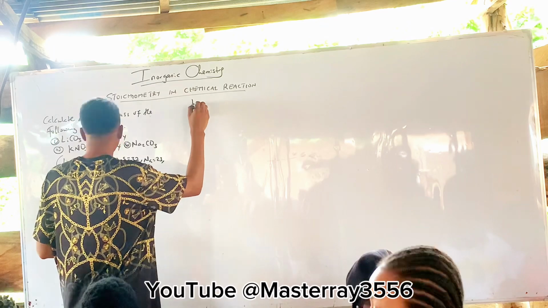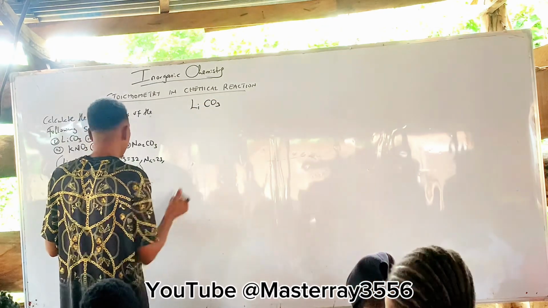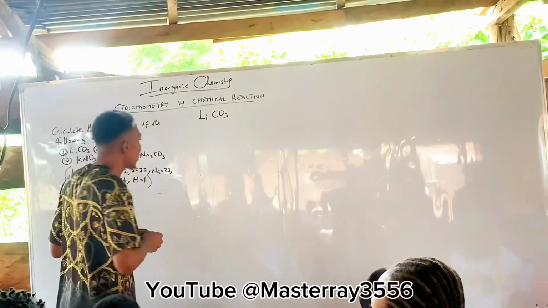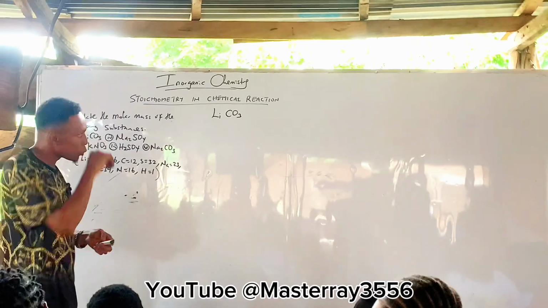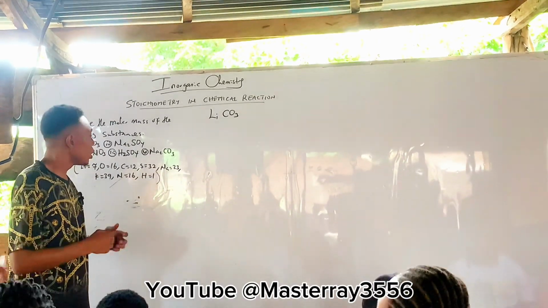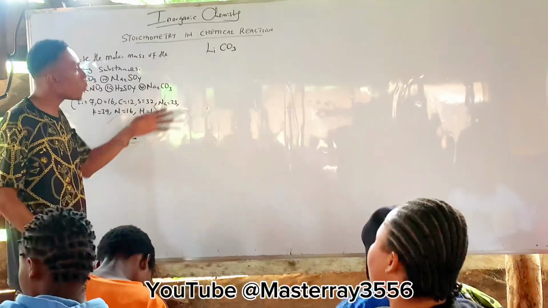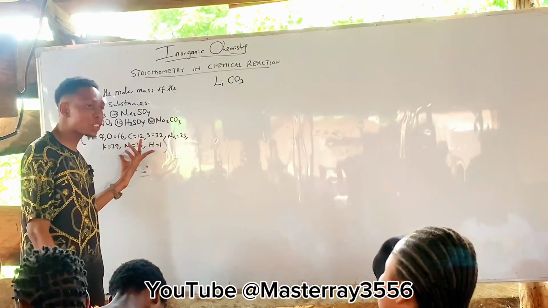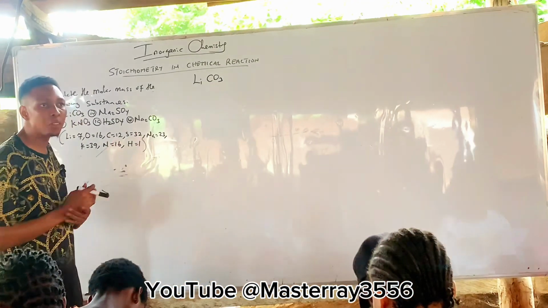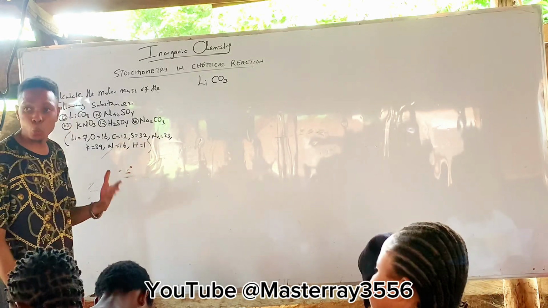So for the first one, we are given LiCO3. Now it's very easy. You'll be multiplying the number of atoms with the mass number, then you sum up everything. Are you following? And this is a bonus question.